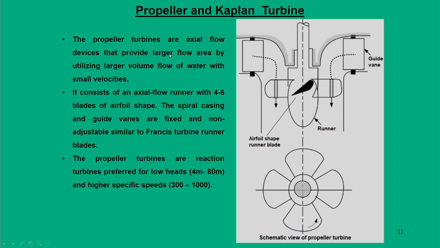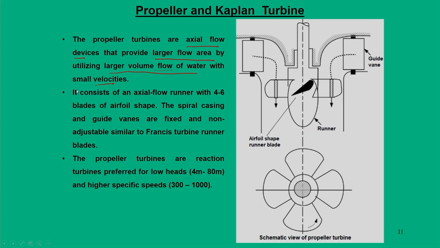Propeller turbines are generally axial flow devices. They are preferred for axial flow, and the main intention is to provide a large flow area, utilizing a larger volume of water with small velocities. There are two possible ways of harnessing power: high head with low discharge, or low head with high discharge. Here we have a larger volume of water but lower head. There are locations where a large quantity of water is available, but the head is less.